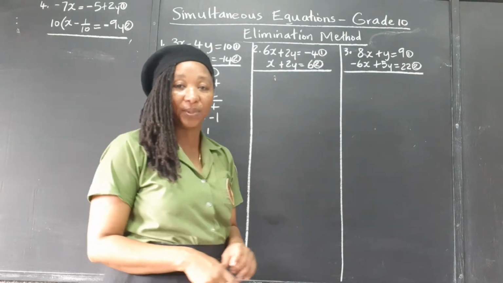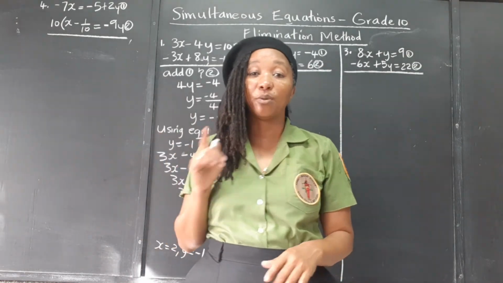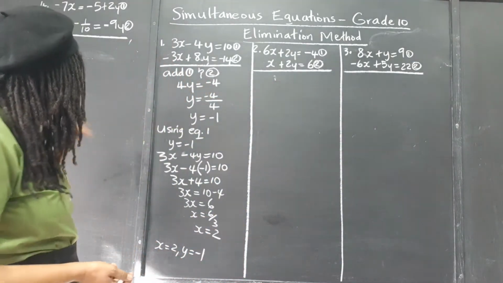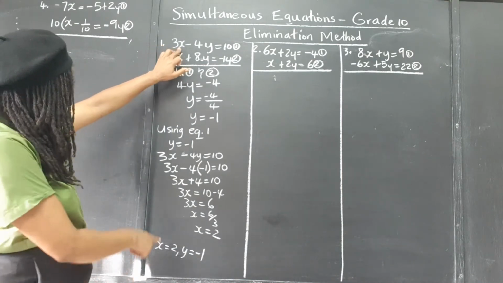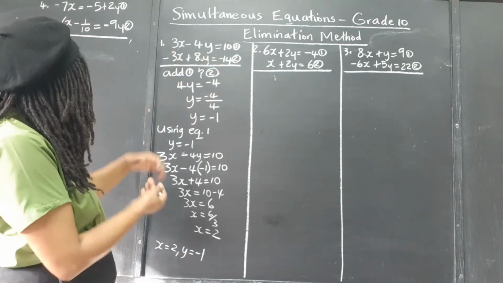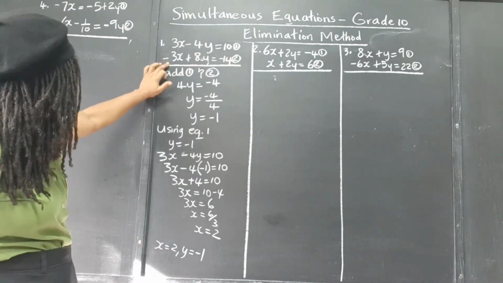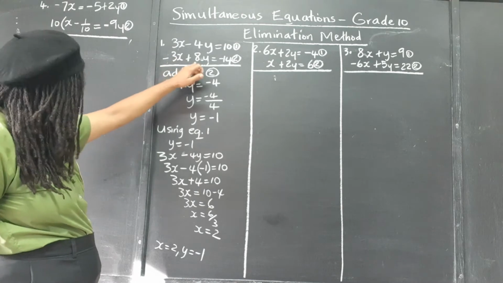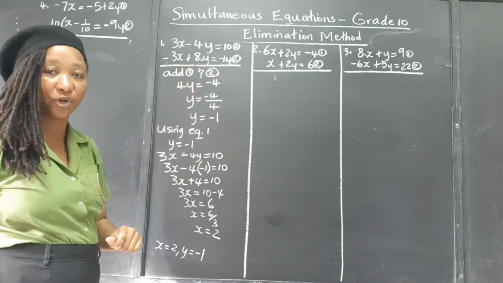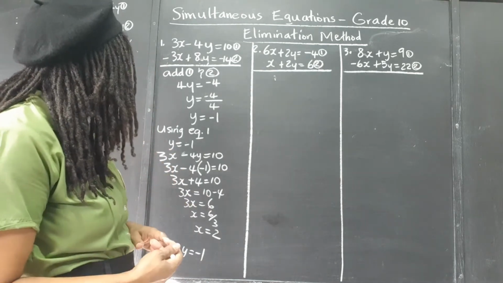Now whenever we work simultaneous equations, it's always a good idea to plug your values back into both equations to see if they work, to see if they give the same answer. So if x is 2, 3 times 2 is 6, and y is negative 1, negative 4 times negative 1 is positive 4. 6 plus 4 gives 10. So that one clears. Negative 3 times 2 is negative 6. 8 times negative 1 is negative 8. Negative 6 minus 8 gives negative 14. So these answers check out, right? They are correct. We check them and we see they are correct.